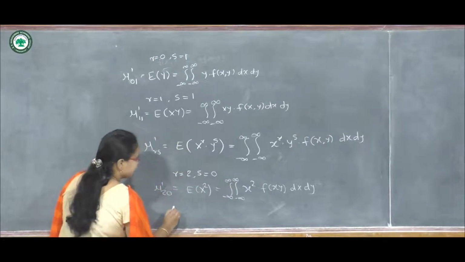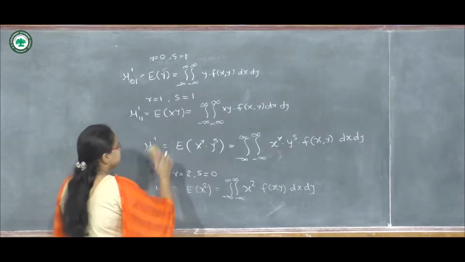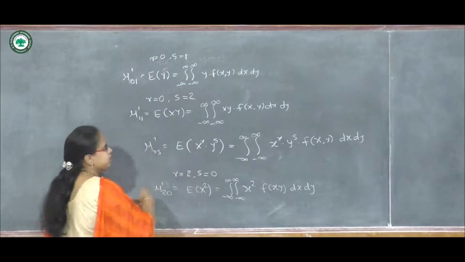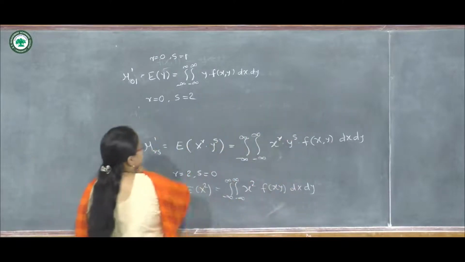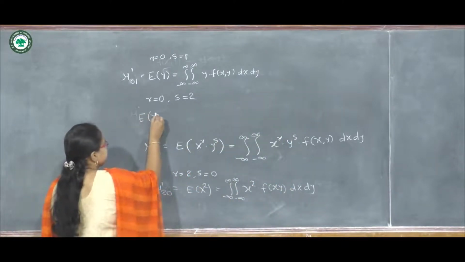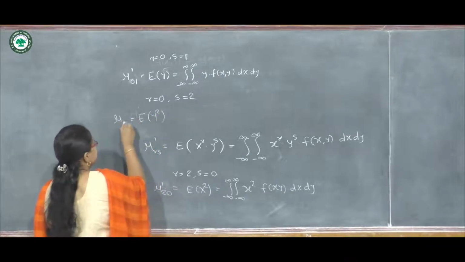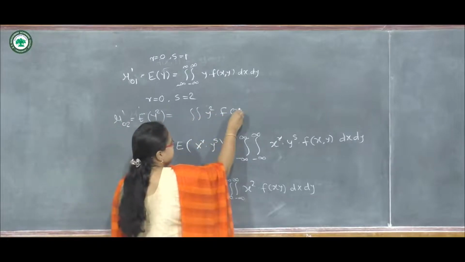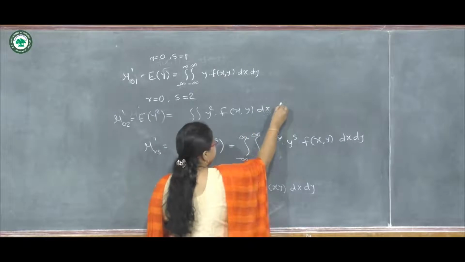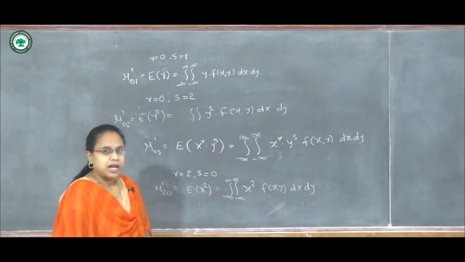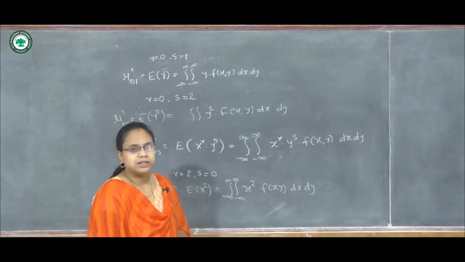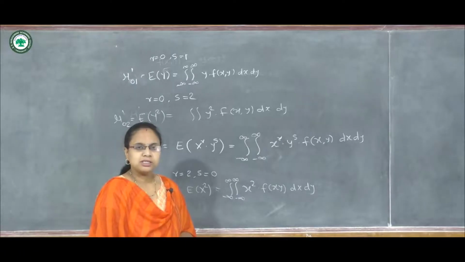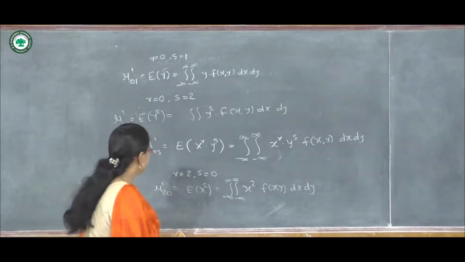Similarly, if r equal to 0 and s equal to 2, it will give us expected y square, that is mu 0 2 dash, which is double integration y square f of xy dx dy. And finally we can calculate the central moments from these raw moments. Also we can find out the covariance and correlation terms from this.